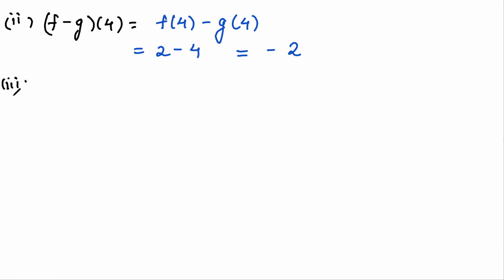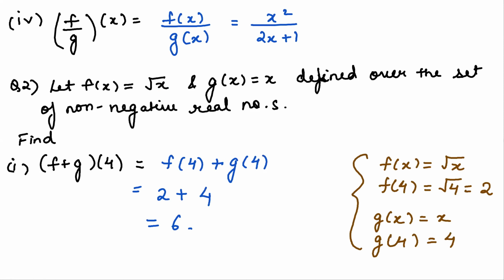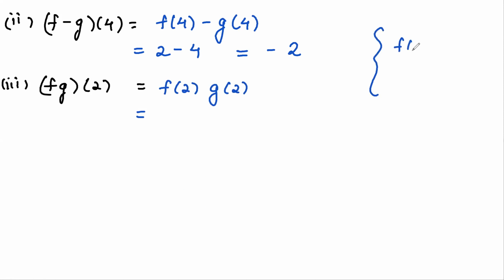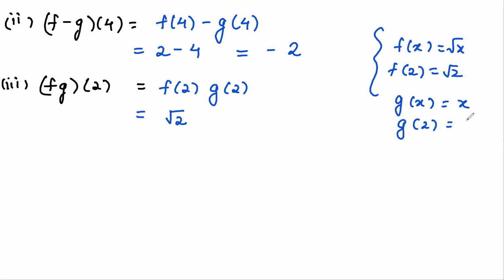Third, let's say you have to find the product f into g of 2. This is what you have to find out. So this will be equal to f of 2 into g of 2. What is f of 2? Now we need to find out f of 2. Since f(x) is root x, f of 2 is going to be root of 2. So this becomes root 2, right? And since g of x is x, g of 2 will be equal to 2. So this becomes 2 into root 2.